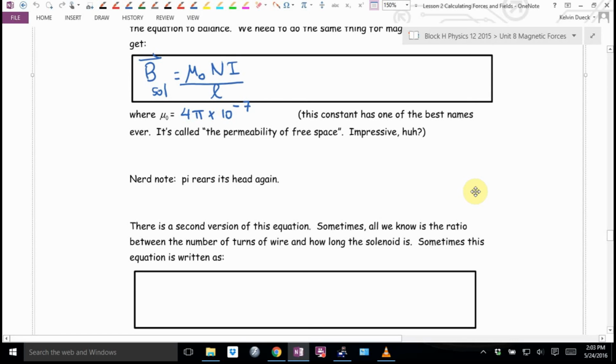So if you want to figure out how big a magnetic field a solenoid will create, or if you know how big a magnetic field you need, you can figure out how many wraps of wire you need to put around it, how long your solenoid needs to be, and how many amps you need to send through it.